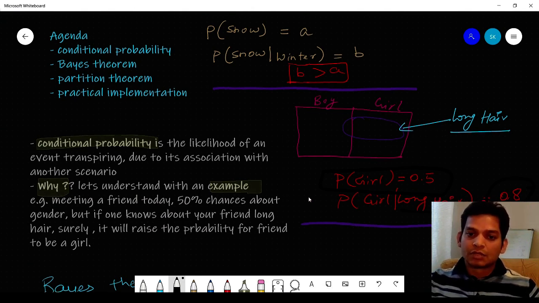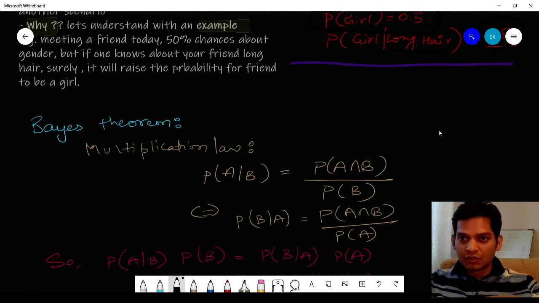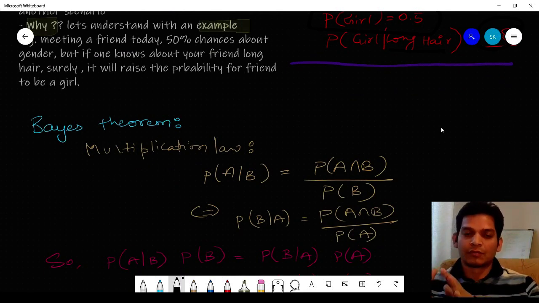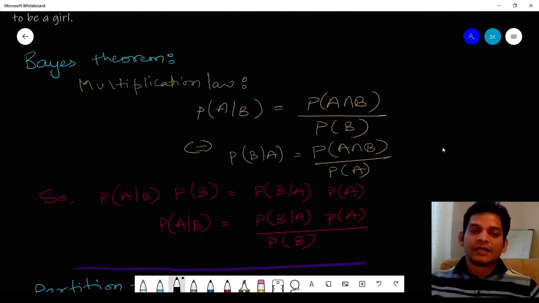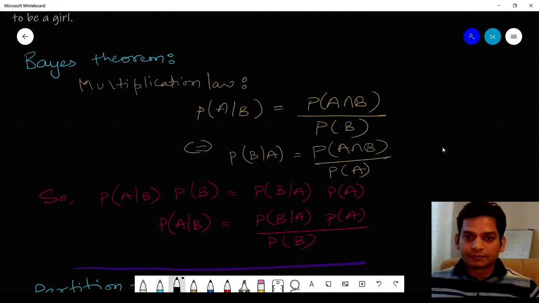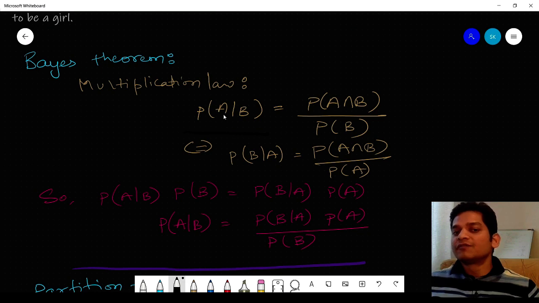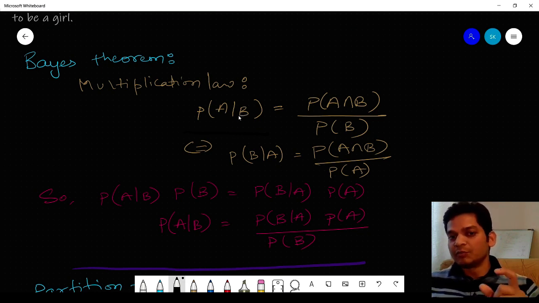Let's jump to the Bayes theorem, and you will see everything clearly when we implement this in one of the examples. We will see that in a few minutes. So now, what is the Bayes theorem? It's just an extension of the multiplication law. If you see this multiplication law, the probability of event A given B, the event B has already happened, now what is the probability of A? That can be calculated through the intersection of A and B divided by the probability of B.